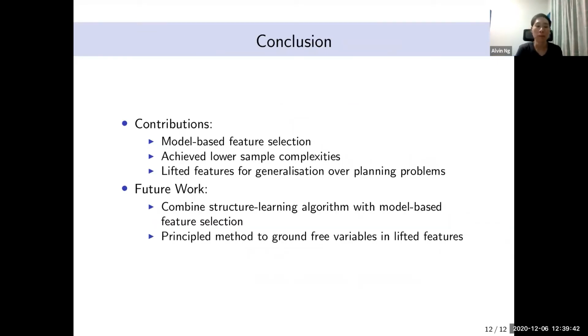In conclusion, we propose a model-based feature selection method to improve sample complexity. We also propose lifted features for generalization over different planning problems of the same domain. For future work, we would like to combine a structured learning algorithm with our model-based feature selection. We would also like to look at a more principled method to ground the free variables in lifted features.